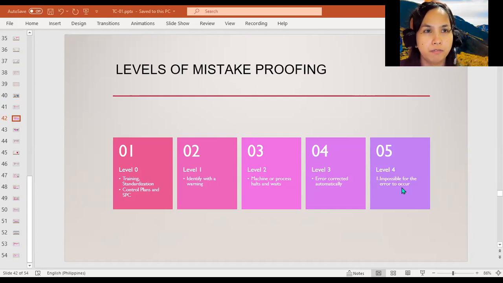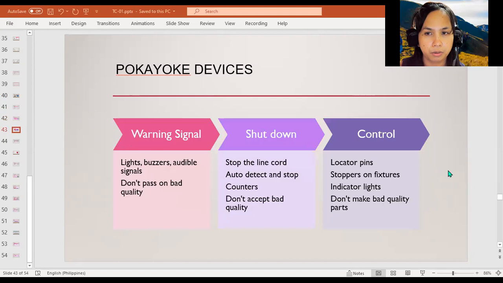Well, I mentioned feasible since the cost of error proofing must always be taken into consideration. Now, to be sure, the best error proof devices are normally inexpensive and homegrown in nature. All right, and then we go over to the next. We discuss the 3 types of Poka Yoke devices.